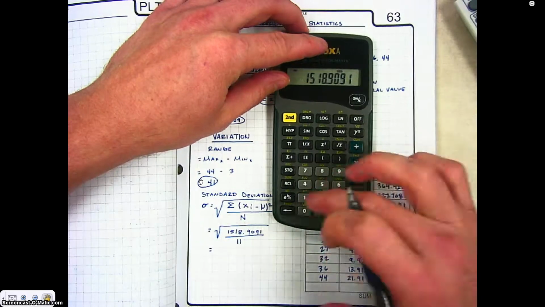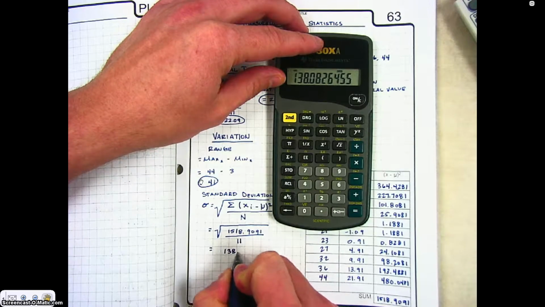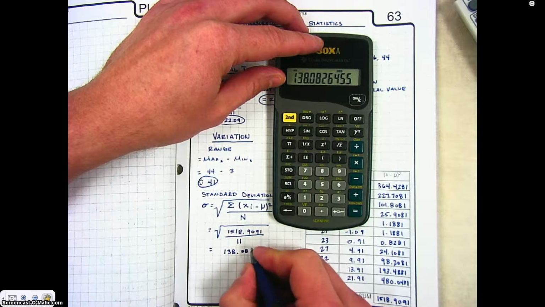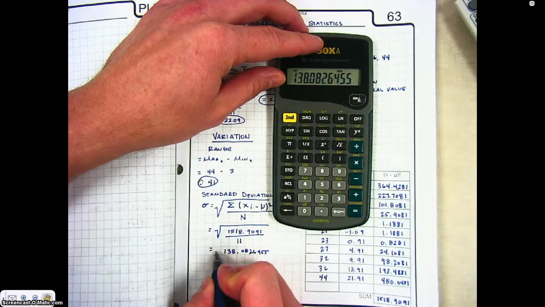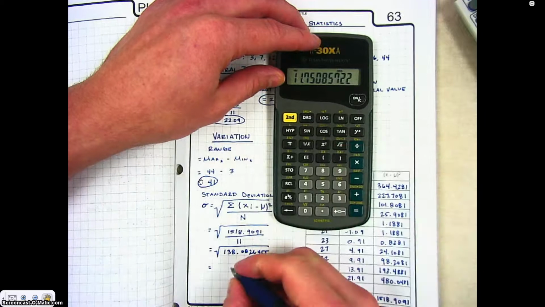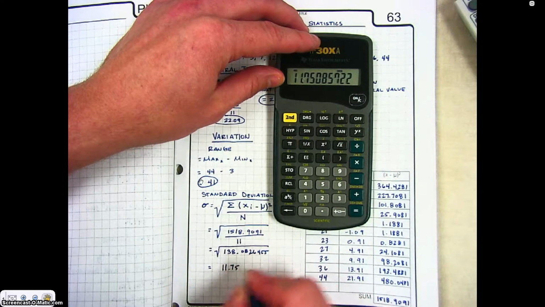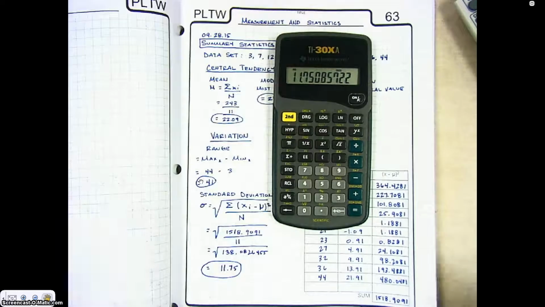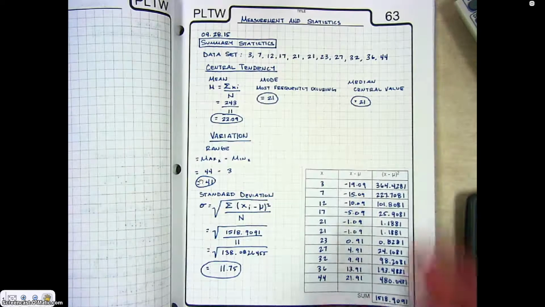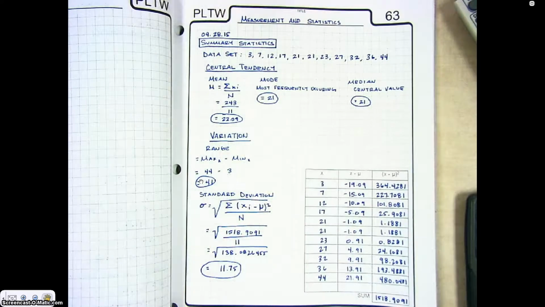1518.9091 divided by 11, and I get 138.0826455, and then I need to take the square root of that number. So I do that and I get 11.75. We'll round it to 11.75. And so our population standard deviation for this data set is 11.75. And you need to remember that standard deviation is a measure of variation, or how different the numbers are.